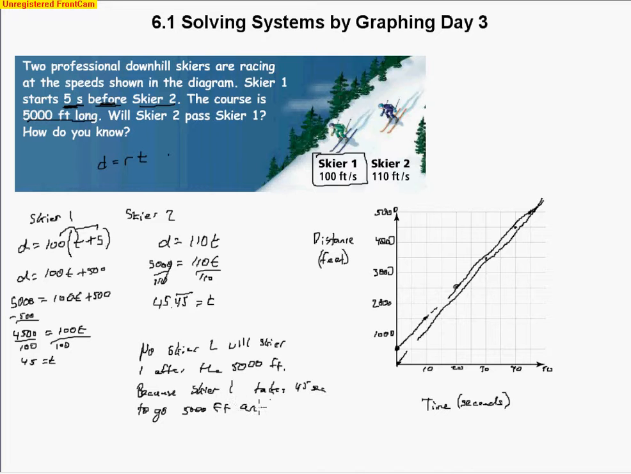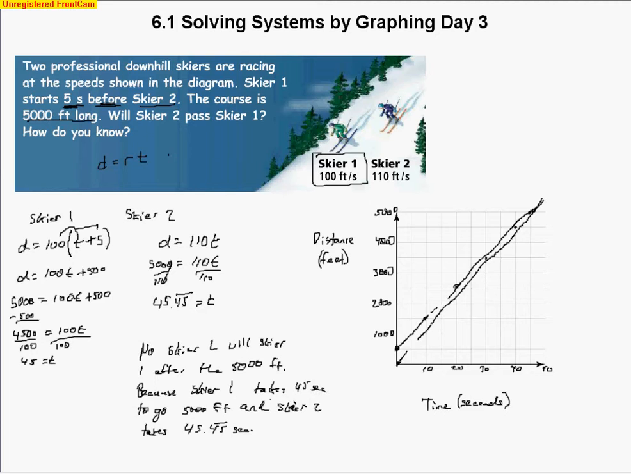And skier 2 takes just over 45 seconds, 45.45 seconds repeating. And so that's how we end up knowing, and we showed it through the graph.